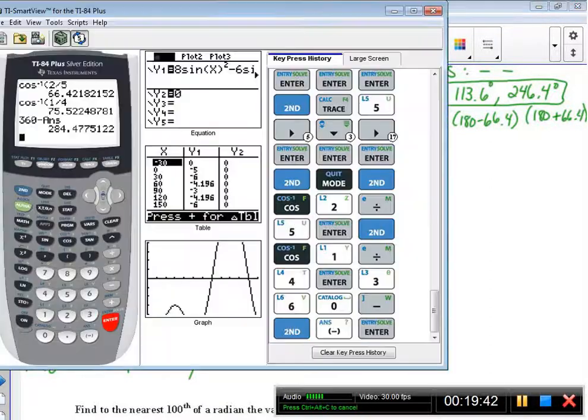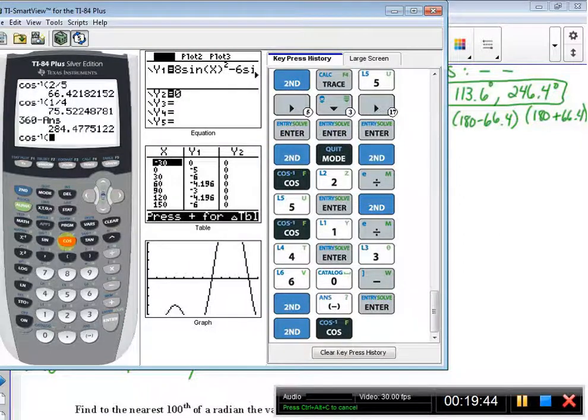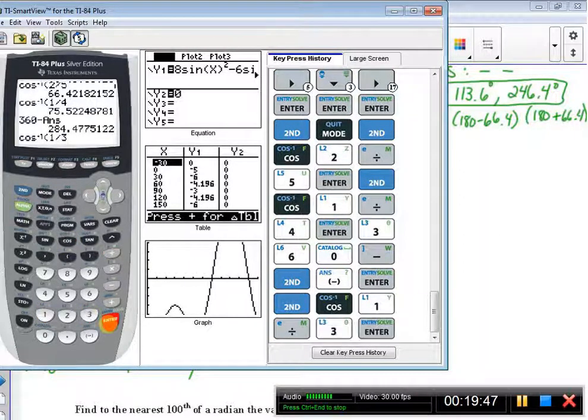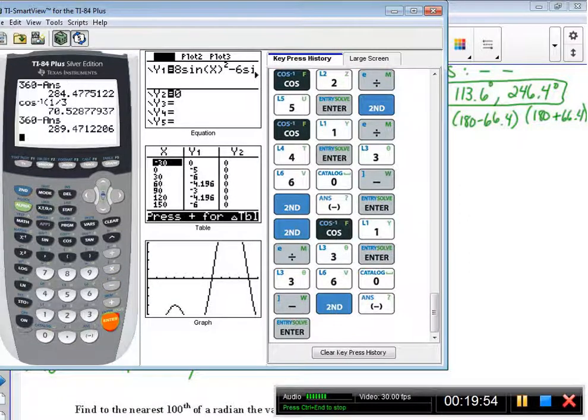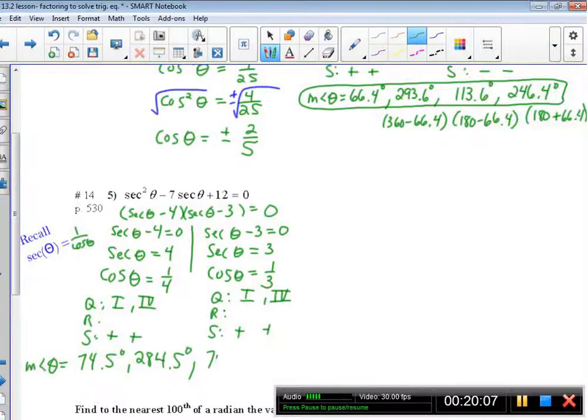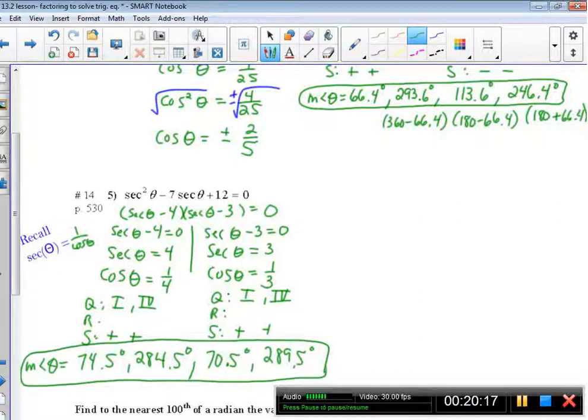Then I'm going to do second cos 1 divided by 3. And then I'm going to again do 360 minus that answer. And I get 289.47, so I've got 70.5 and 289.5. Okay? And those are those answers.